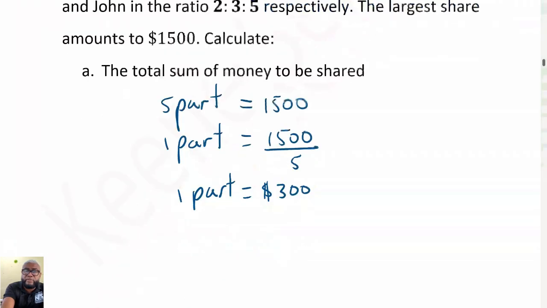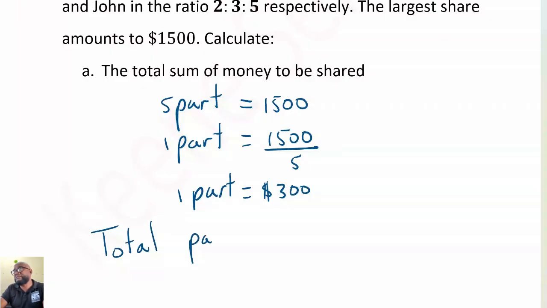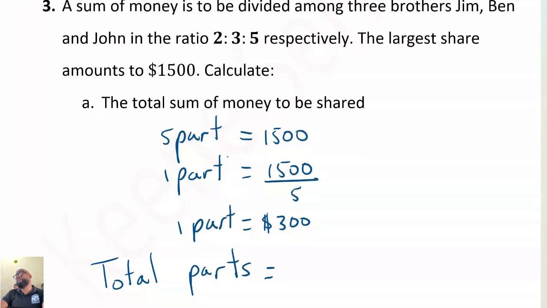Now, the total amount of parts is what you want to find. So let's find that. So how much is the total parts? Total parts will be equal to what? How many parts we have in total here? How many parts does Jim have? 2 plus how many parts does Ben have? Plus how many parts does John have? So what's the total amount of parts, guys?